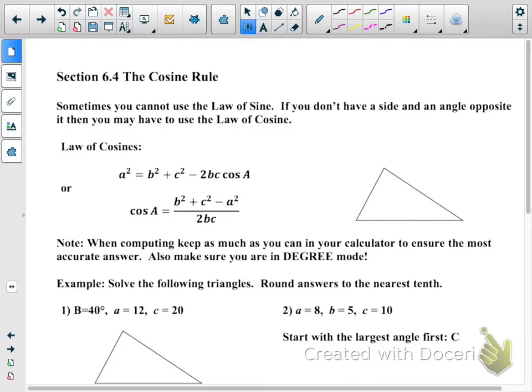Okay, now we have the cosine rule. This is also one that is in your formula booklet. This one's a little bit harder to use just because there's more involved. You can see the formula here.